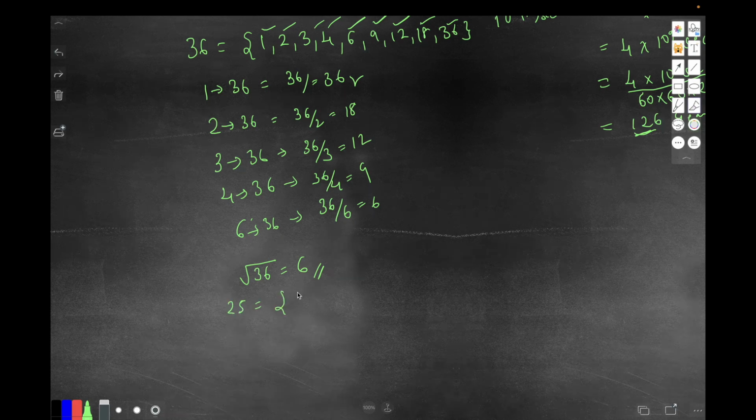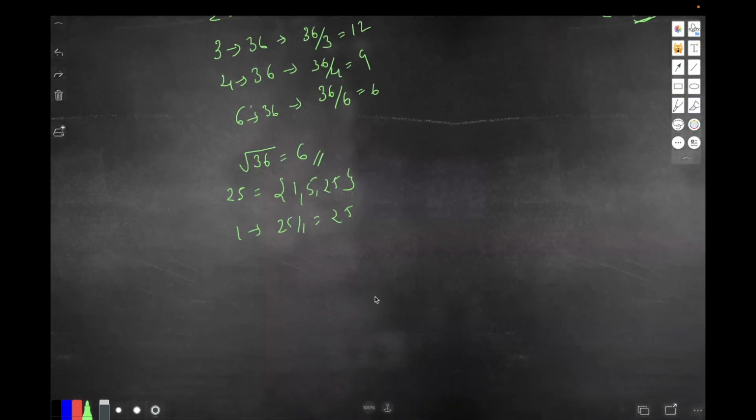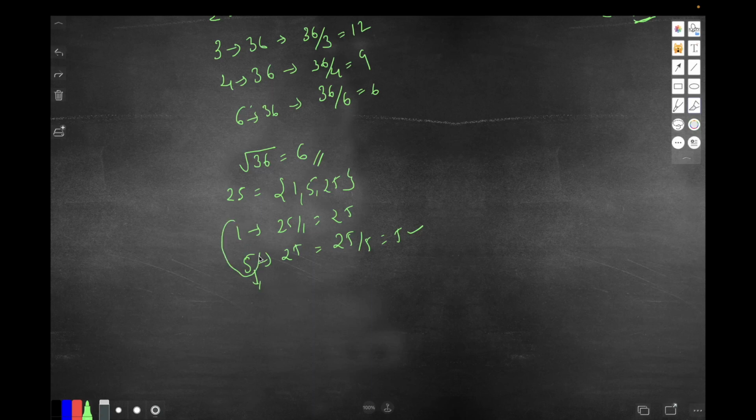The factors of 25 are 1, 5 and 25 itself. 1 is a factor of 25. If I divide 25 by 1, I am left with 25. 5 is a factor of 25. If I divide 25 by 5, I am left with 5. So 5 is also a factor of 25. Now I don't need to go forward because we got all the factors. We just need to execute till the square root of the given number, that is 5.